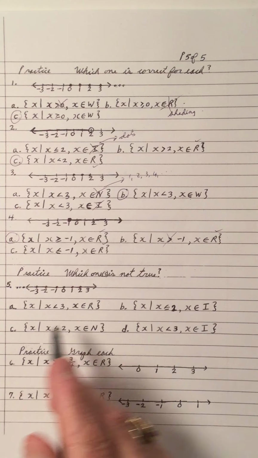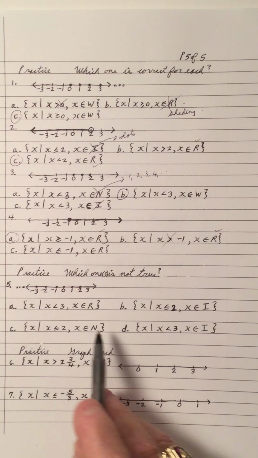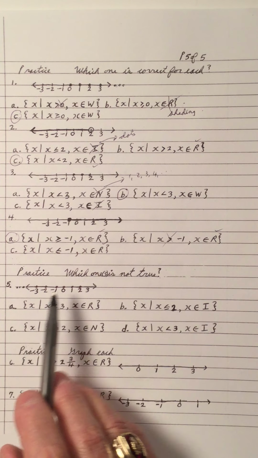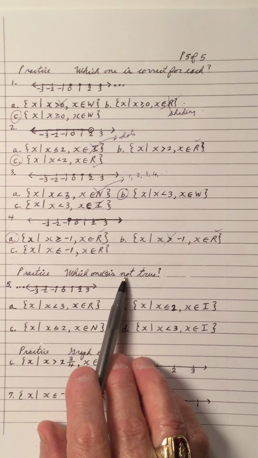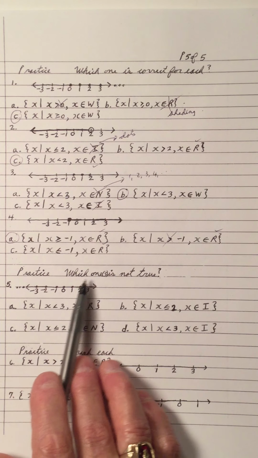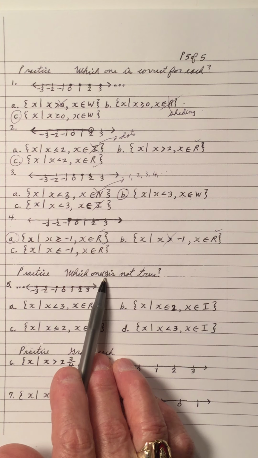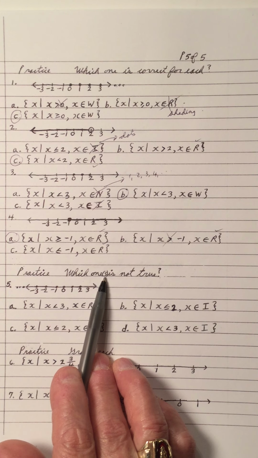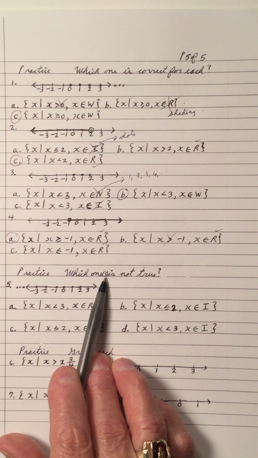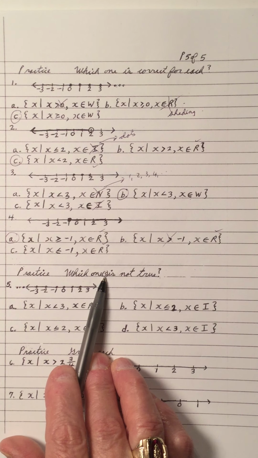Practice means, again, pause the video and work these out. Let's see, which one or ones is not true? Now, notice this, be careful. Which one or ones? That means there could be one right answer, it could be two right answers, there could be no right answers. You've got to be careful. Sometimes some teachers put none of them are true.